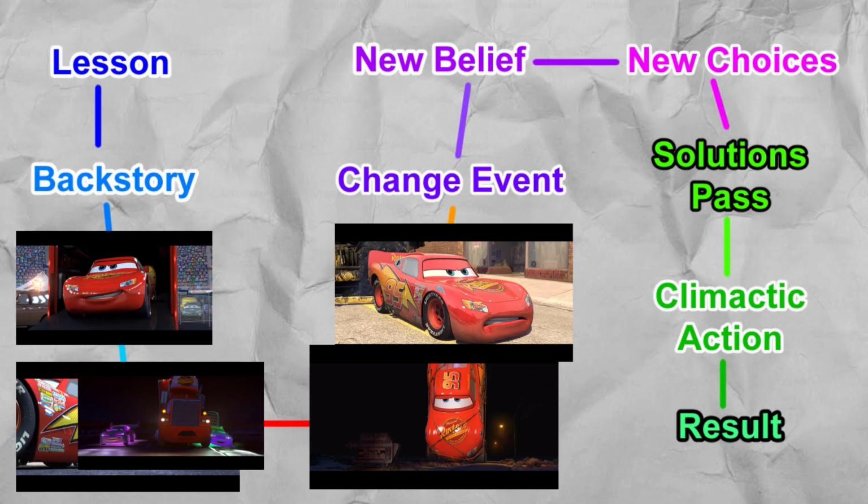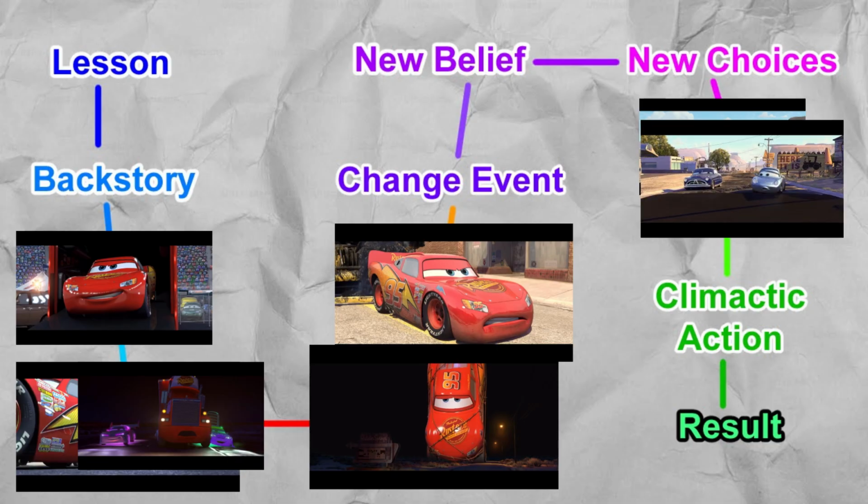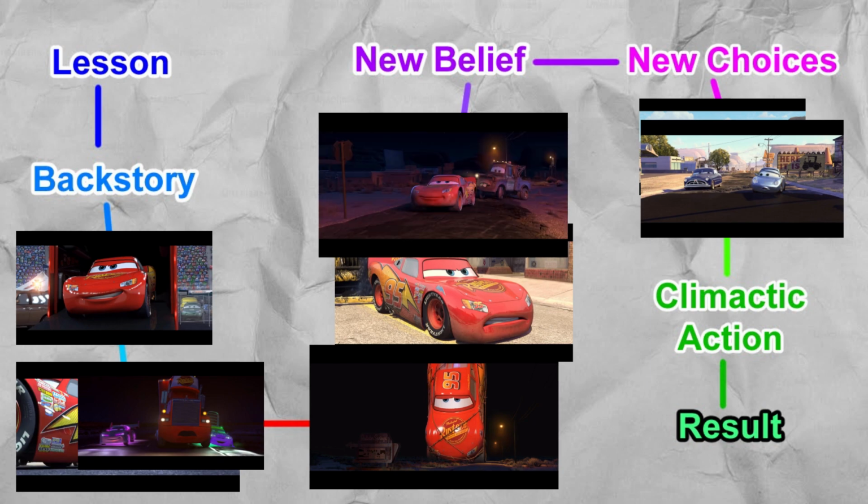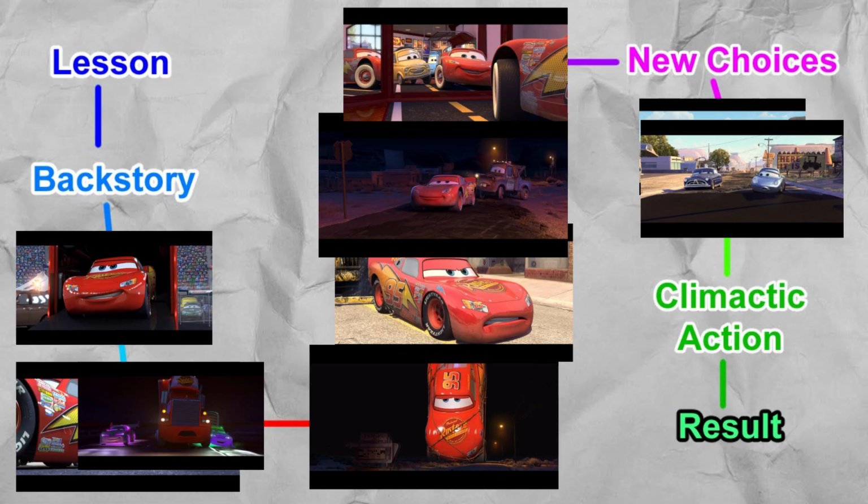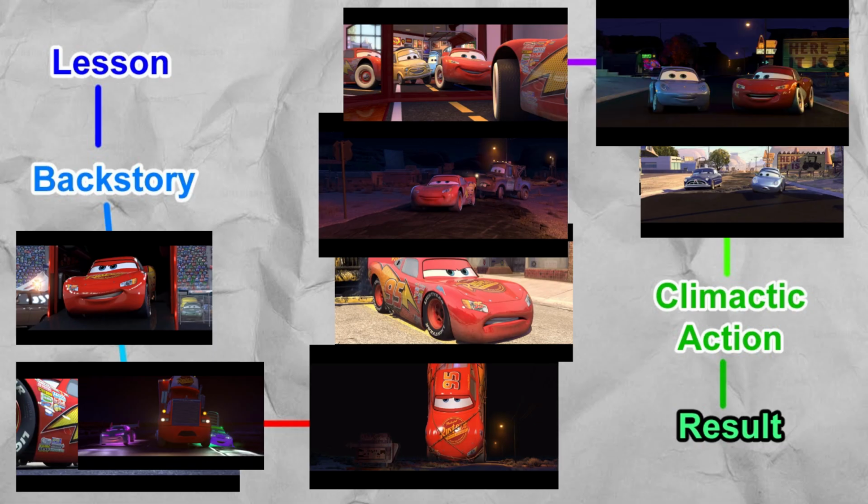He's forced to clean up his mess, but his first solution of phoning it in doesn't work. He loses a bet to Doc and is forced to clean up the road properly. The solution pass happens early. Afterwards, the change event for his belief is getting to know the citizens of the town. His belief changes to selflessness, and he makes the choice to improve Springs, almost missing his race.